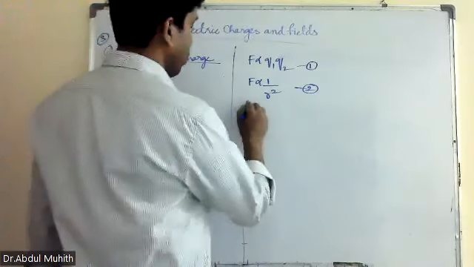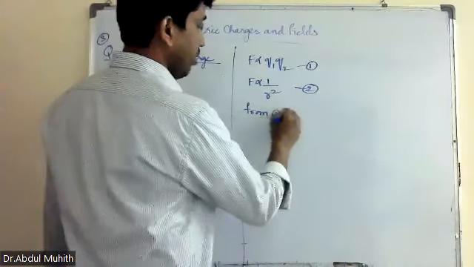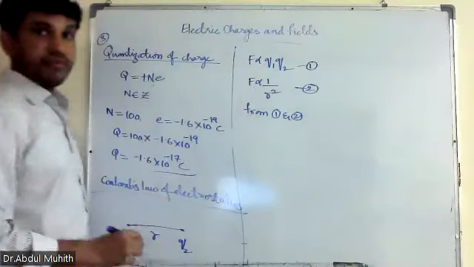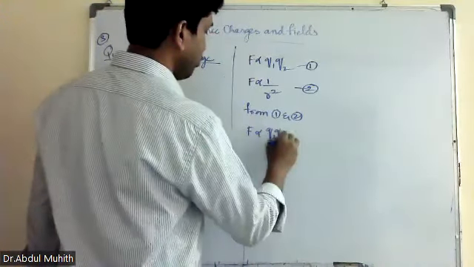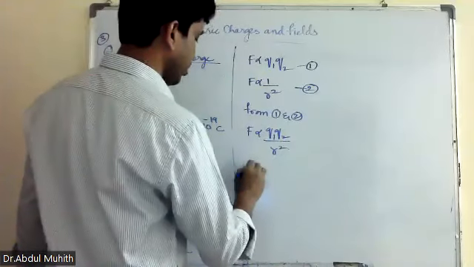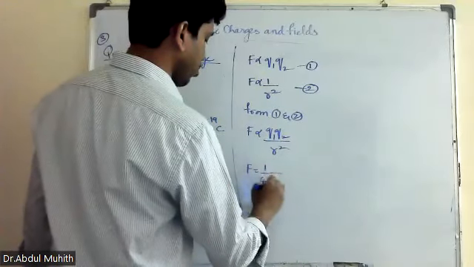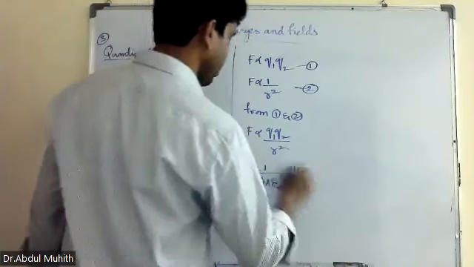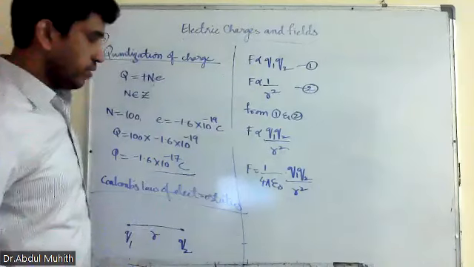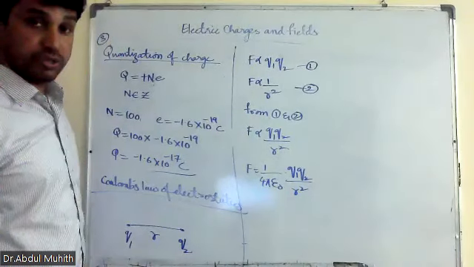So from 1 and 2, what is the formula? F is proportional to what? Q1 Q2 by R square. So F is equal to what? F is equal to 1 by 4 pi epsilon 0 into Q1 Q2 by R square. So now, this is the formula: F is equal to 1 by 4 pi epsilon 0, Q1 Q2 by R square.